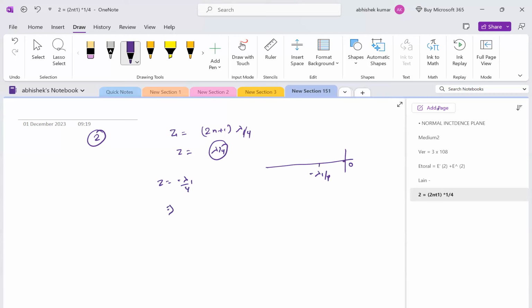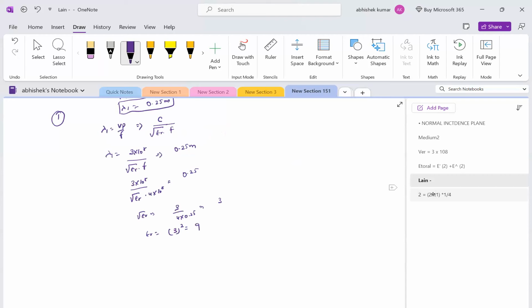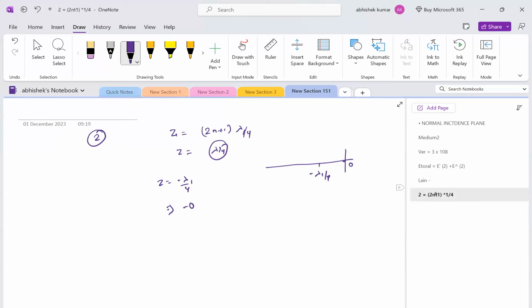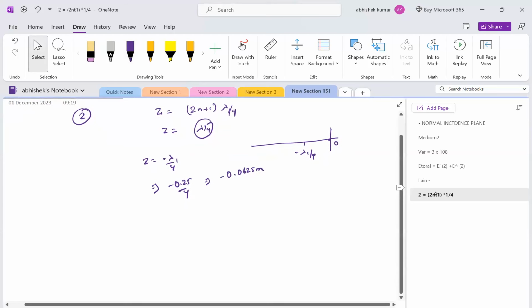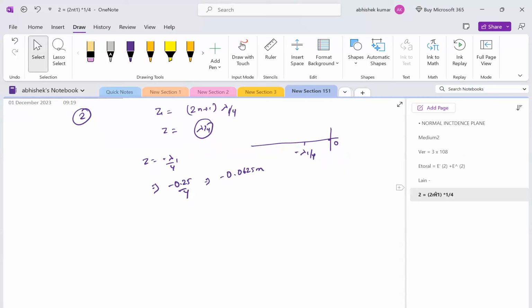Lambda is given there, 0.25, so minus 0.25 divided by 4. You will get minus 0.0625 meter. This much you will be getting. Any doubt? No doubt. Okay.